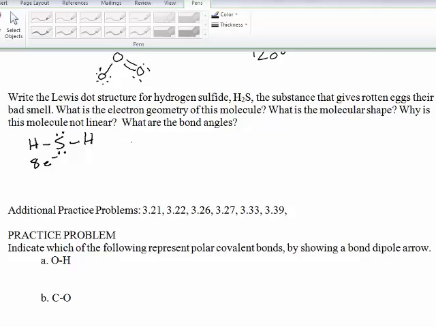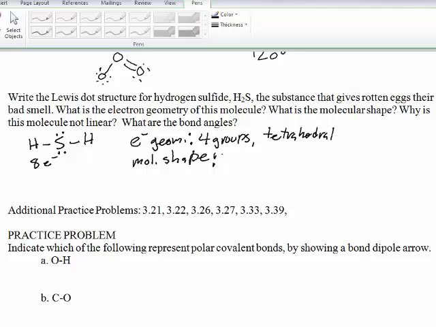So now, what is the electron geometry? Well, there are 4 electron groups, tetrahedral. What is the molecular shape? We have 2 non-bonding groups and 2 bonding groups, and so that leads to a bent molecular shape. Bond angles are the same as tetrahedral, 109.5 degrees.